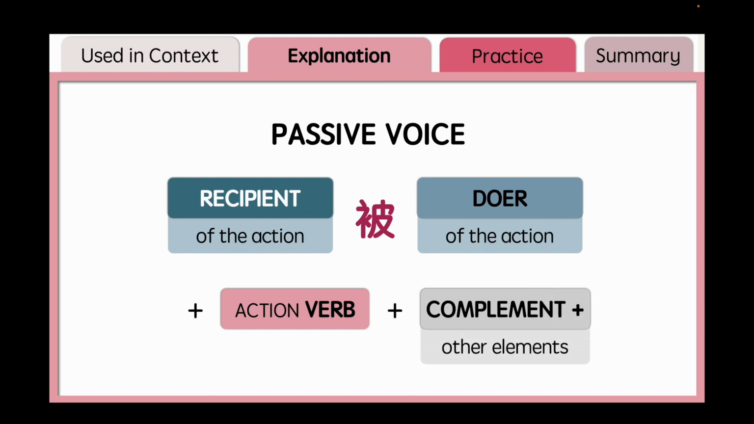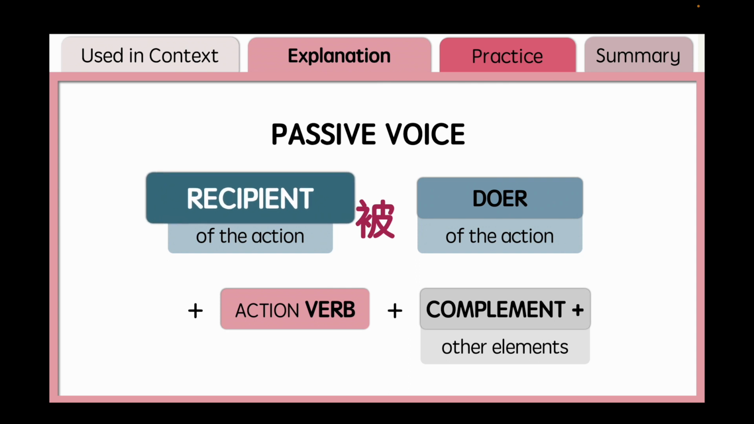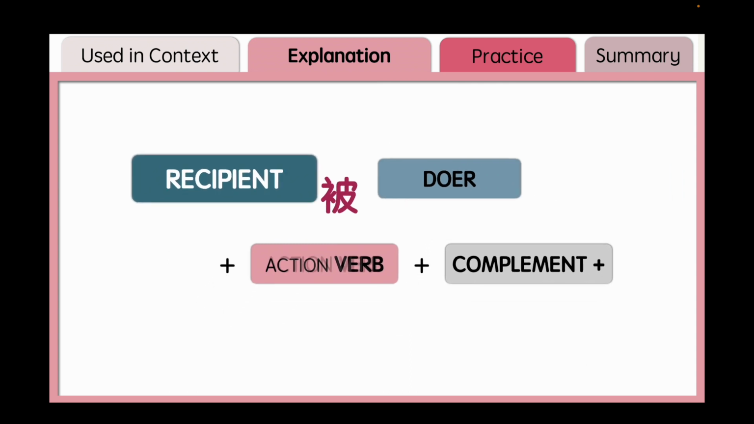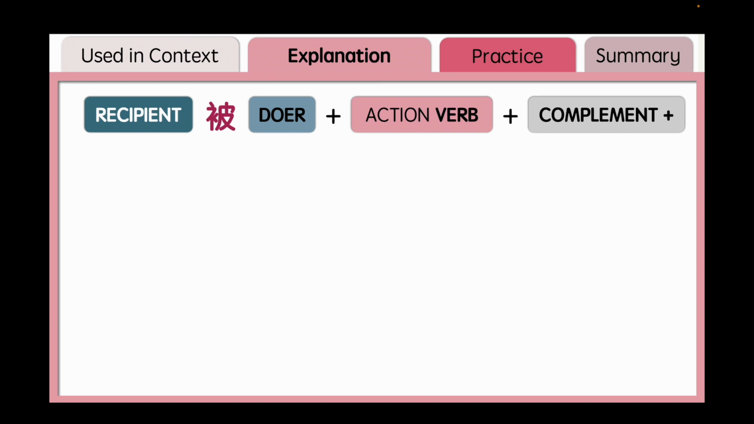Note that like ba structure, you cannot leave the action verb hanging at the end of a sentence. You must add a verb complement or something that indicates a result or completion of the action. The bei structure shifts emphasis from the doer of the action to the recipient of the action. Let's take a look at the examples one at a time in more detail.